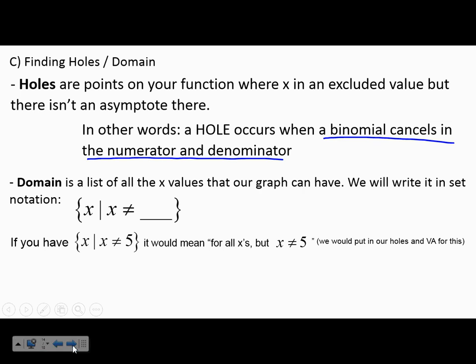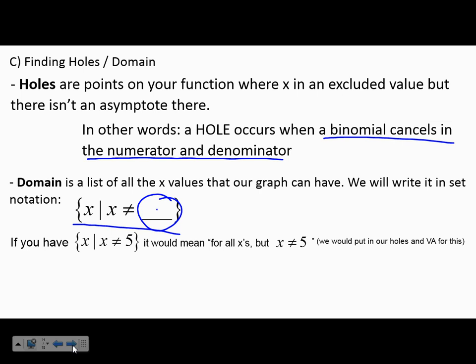The next one is the domain. The domain is a list of all the x values that our graph can have, and we'll write that as a set value. So the domain, we've talked about that before, is all the x values of our graph. For this one, we're going to write it in this notation, but actually all we're doing is specifying where our x cannot be equal to.